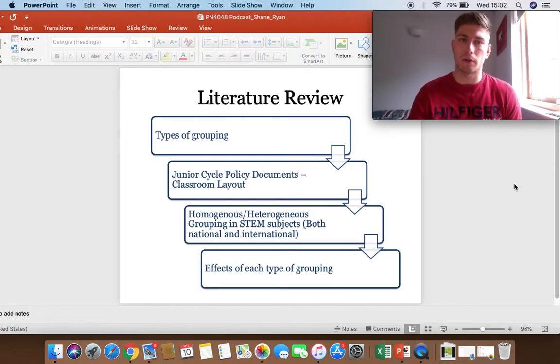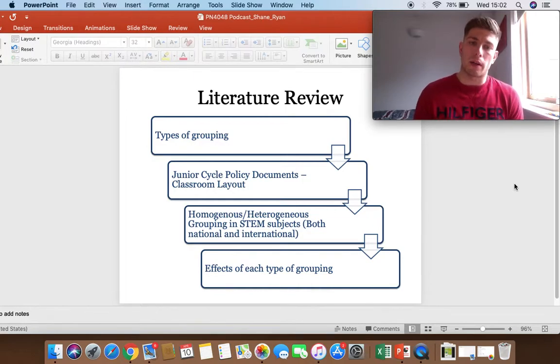So my literature review, first of all, I'm going to be looking at the types of grouping, basically just finding more definitions for heterogeneous and homogeneous grouping and what exactly they are. Moving on then, I'm going to discuss the junior cycle policy documents. In relation to both the classroom layout and the new junior cycle, what they're going for is this whole work together approach, which I feel interlinks very well with what I'm looking at in relation to grouping.